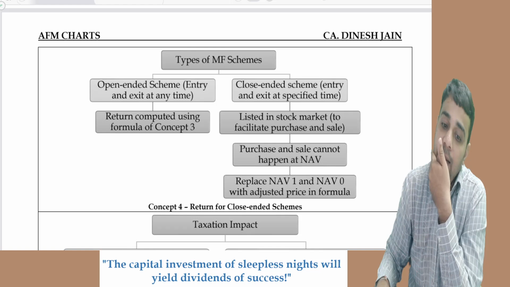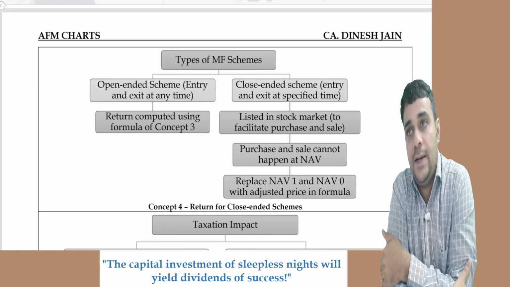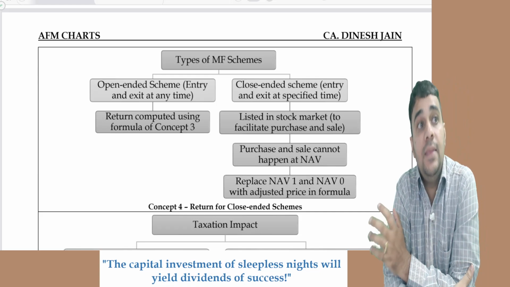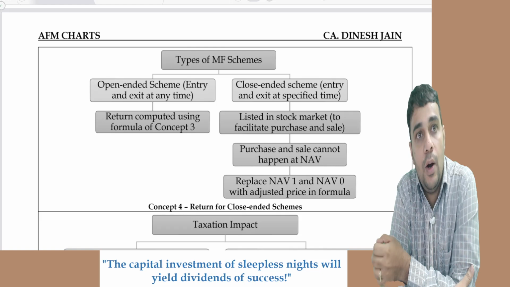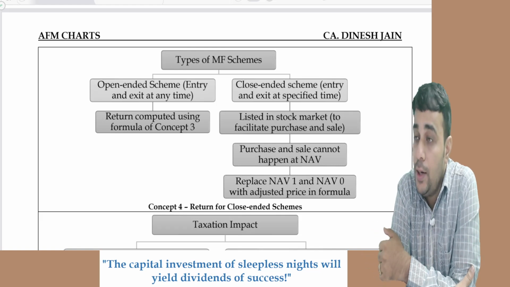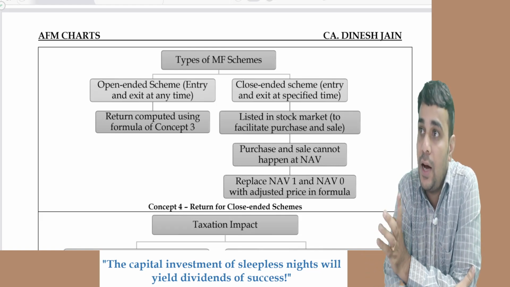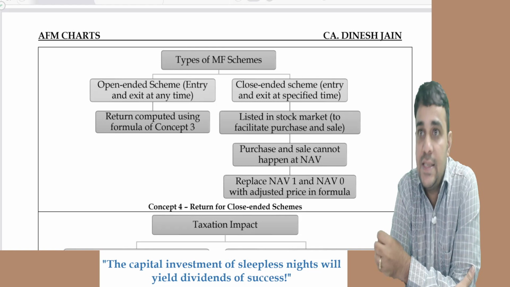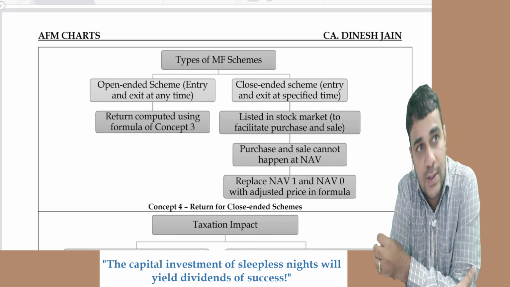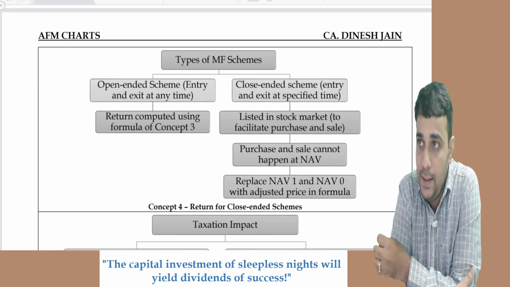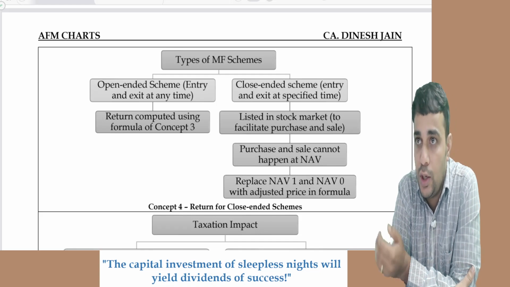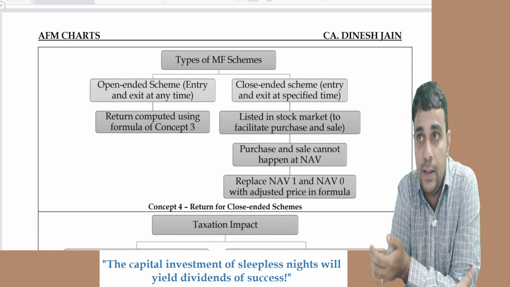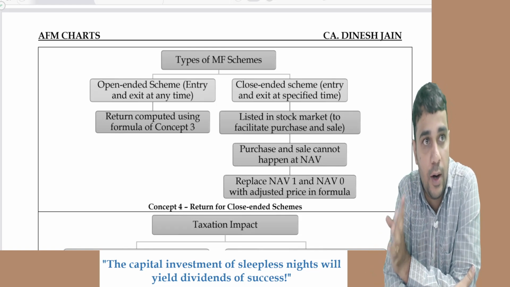In a close-ended scheme, entry and exit happen at specified times. You can enter only at month end, or only at quarter end, or it could be a one-time entry and exit after 10 years. Because exit is not available from the fund, a close-ended scheme is listed in the stock market, so anybody can buy and anybody can sell. If you want to move out, sell it; if you want to enter, buy it. But the MF will not get the money from you.